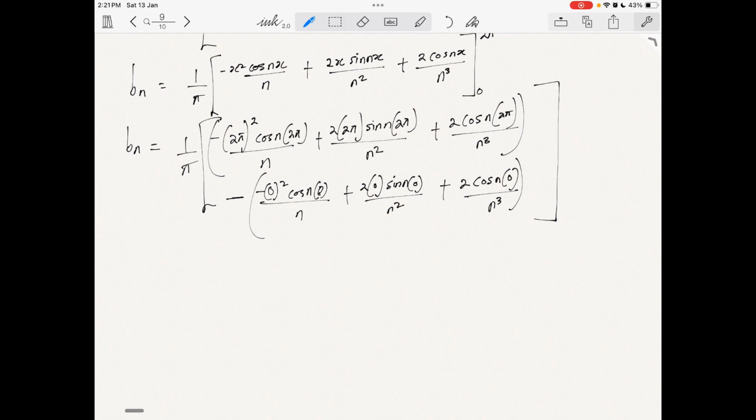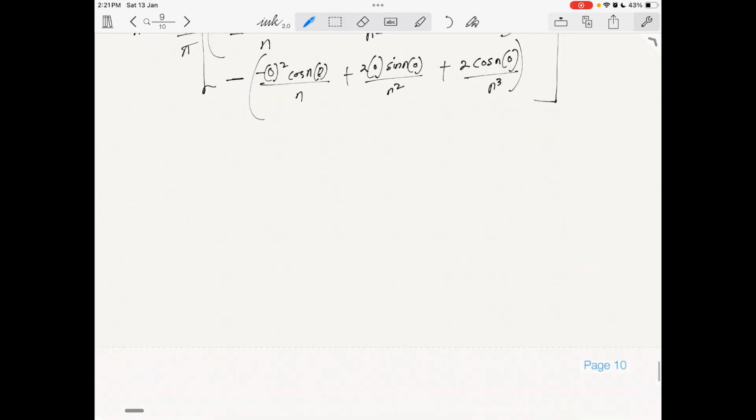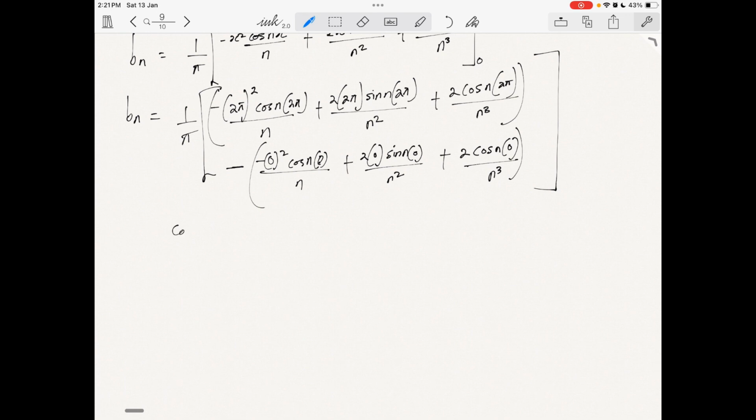So in reducing the terms, we recall that cos n 2 pi is equal to 1, sine n 2 pi is equal to 0. Also cos n of 0 is equal to 1, and sine n of 0 is equal to 0.